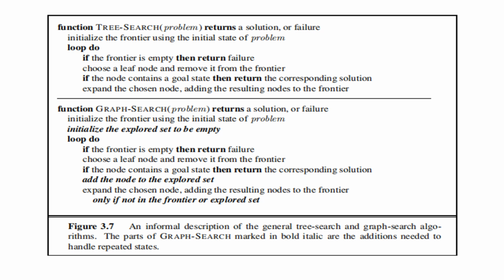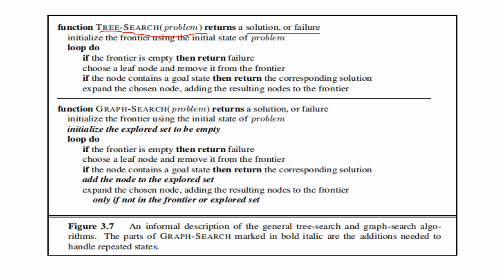So first we will see tree search. Here it is written as a tree search function, and it will return a solution or a failure. Initialize the frontier using the initial state of the problem. Frontier means a list of nodes waiting to be explored. So we start by putting the initial state into the frontier. That is the root node. We are starting from the initial node, which we can consider as the root node, with no memory of visited states. Then we have a loop.